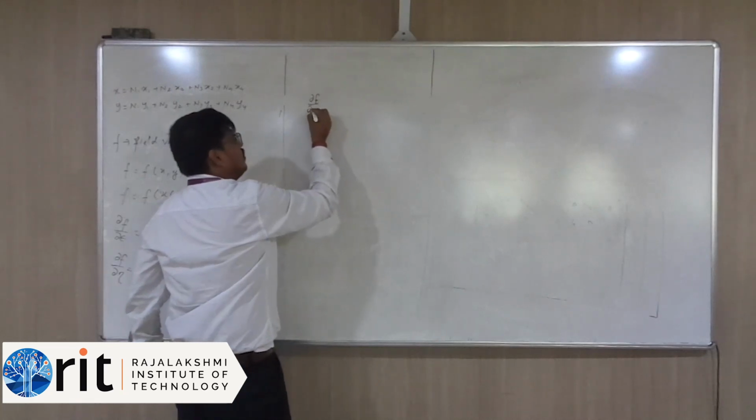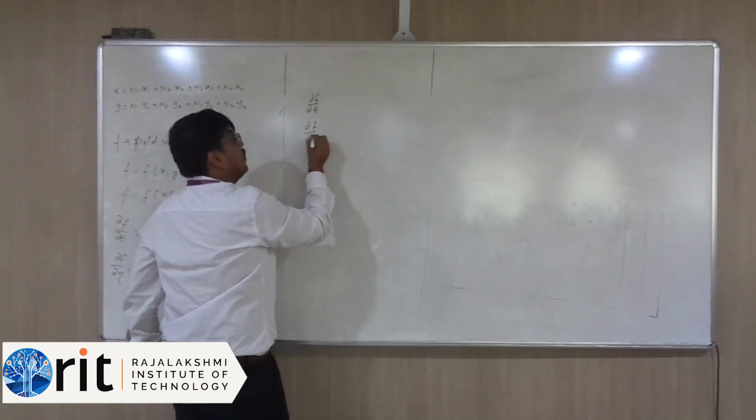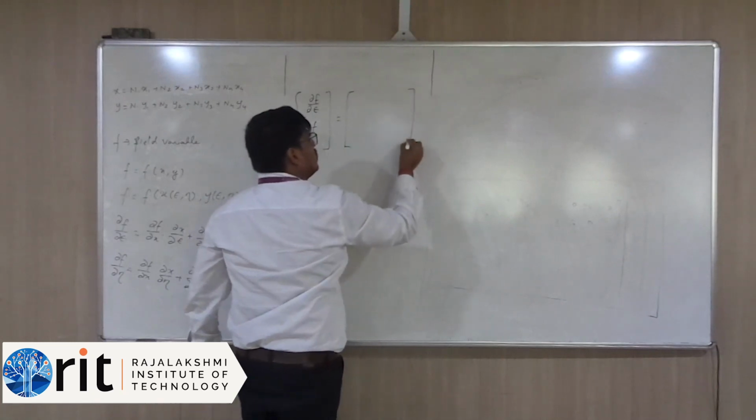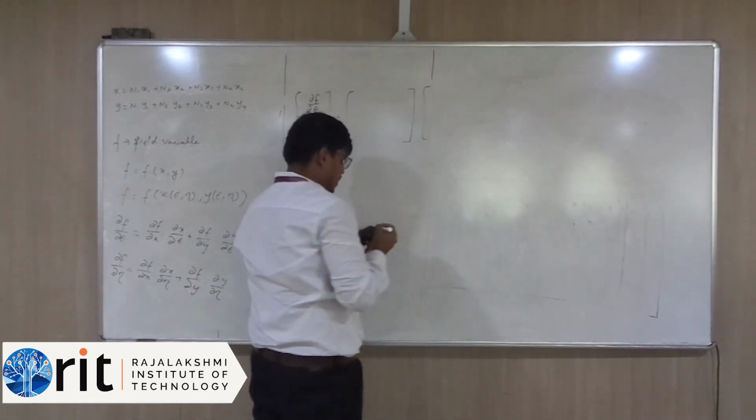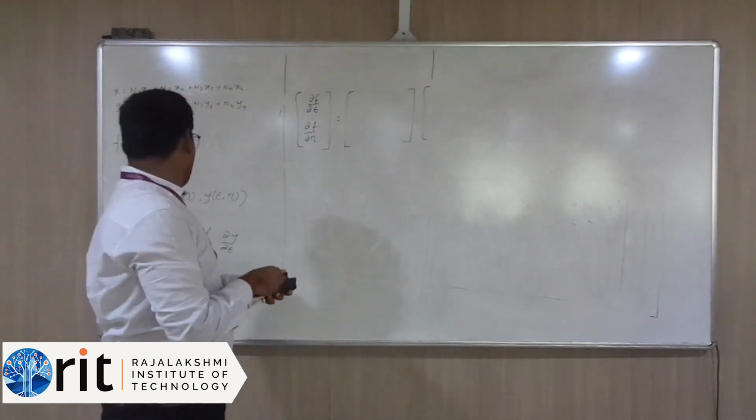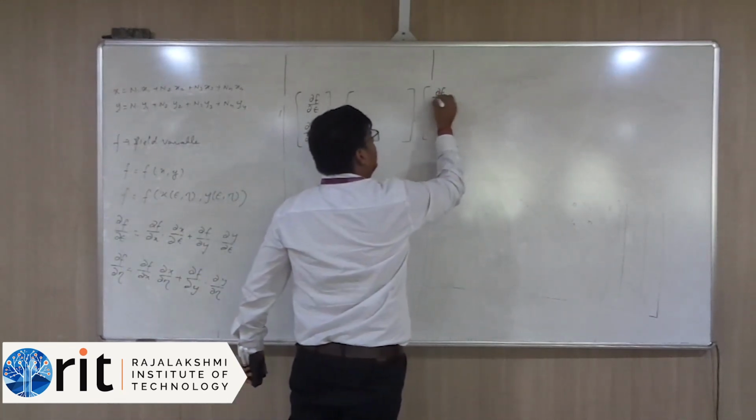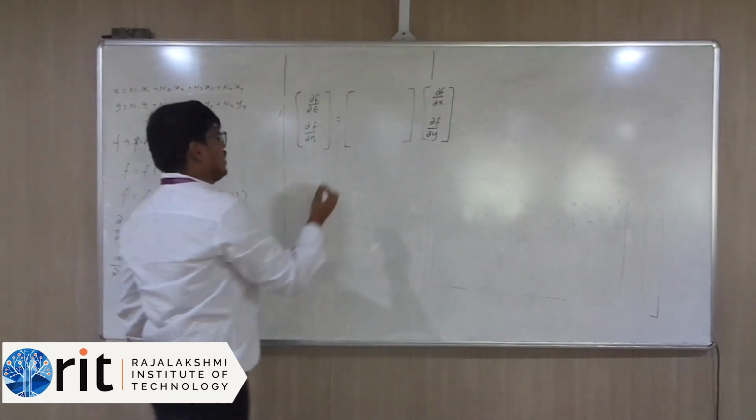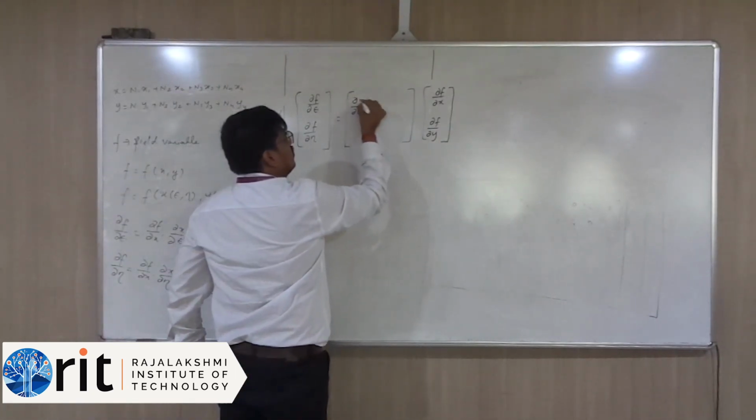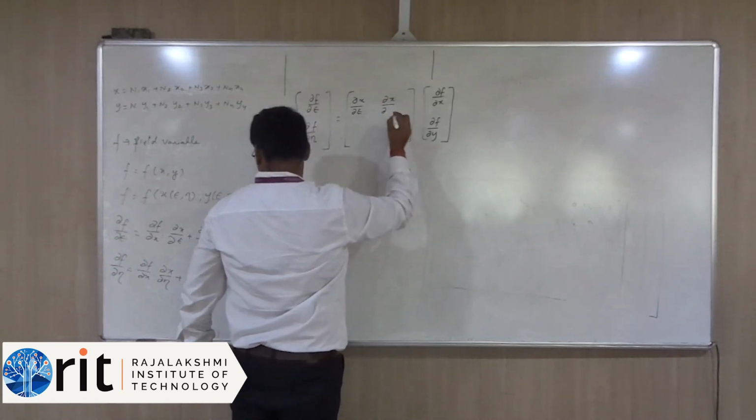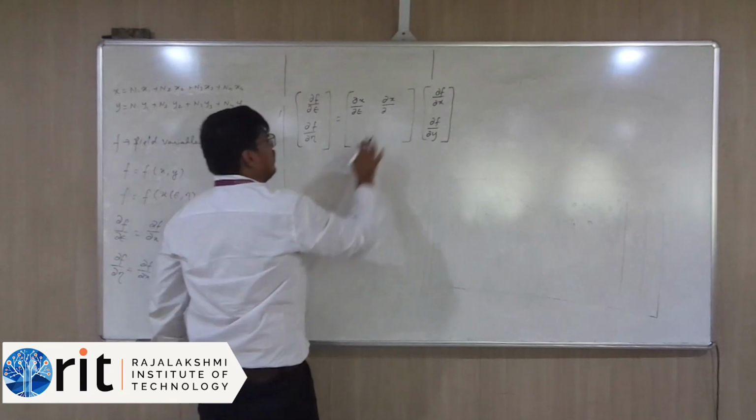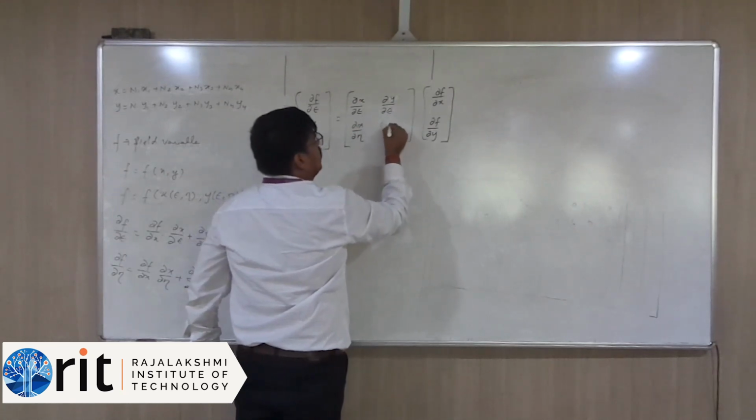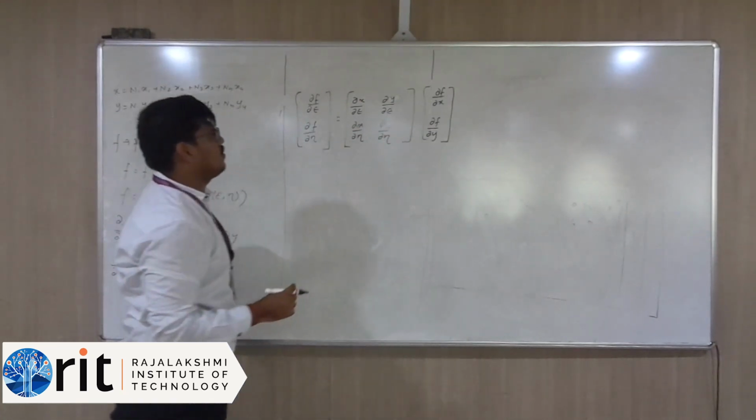Dou f by dou epsilon, dou f by dou eta. I am writing in the matrix format. The common terms we have here are dou f by dou x and dou f by dou y. The coefficient of dou f by dou x is dou x by dou epsilon. Similarly, for dou f by dou y, we have dou y by dou epsilon. Similarly, dou x by dou eta, and in the second equation, dou y by dou eta. So this is the transformation that takes place.